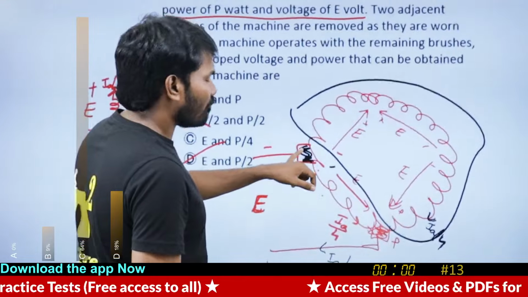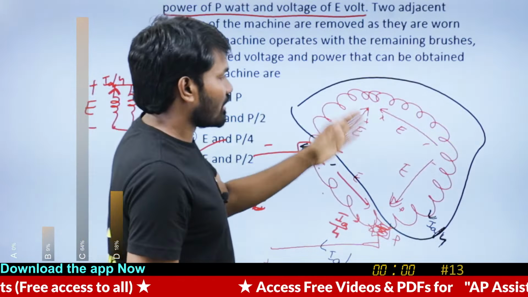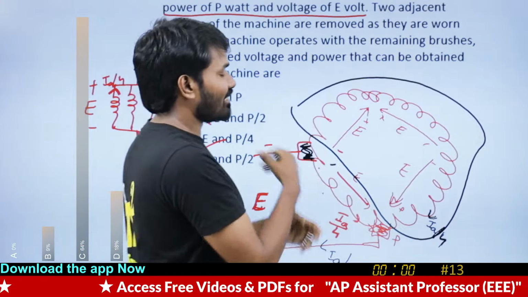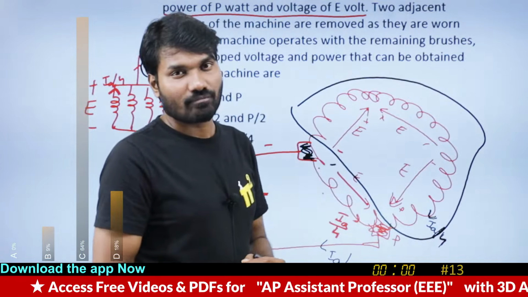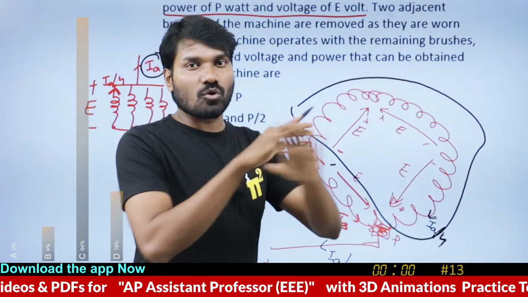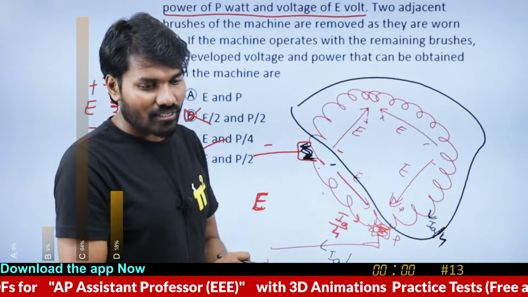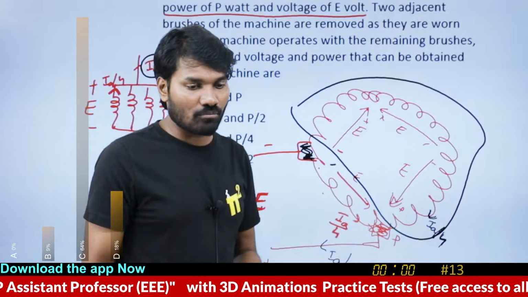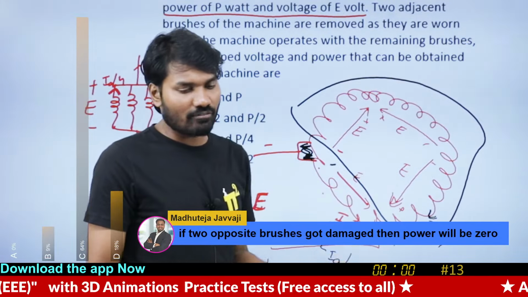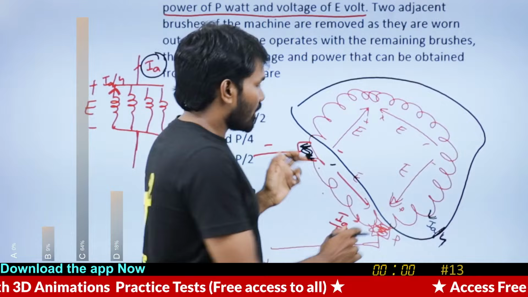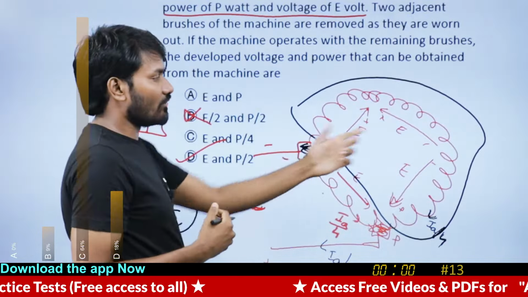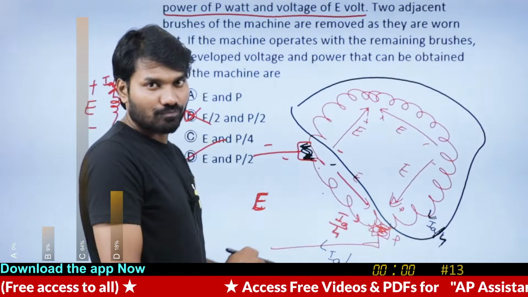Now things will be a little different if it is not adjacent, if it is opposite. Okay, opposite brushes are removed. If opposite brushes are removed, no voltage, no current, no power. Madhutej is saying if opposite brushes are removed, then the resultant power will be 0, resultant voltage will be 0, everything will be 0. Because when opposite are removed, you're left with only negative. This is negative, that is negative. Both negatives, it is a 0.